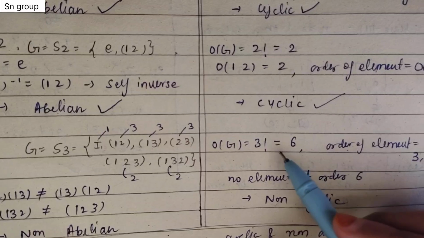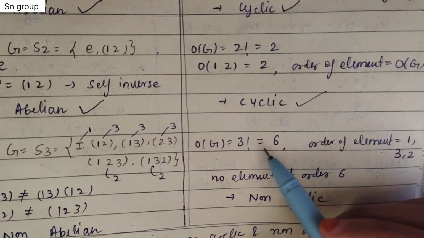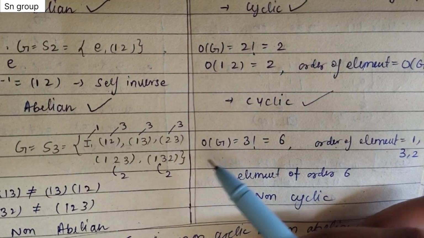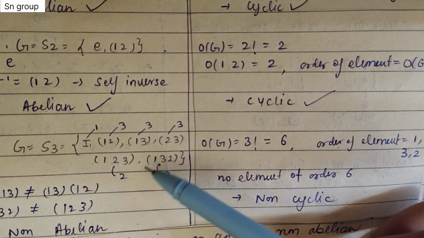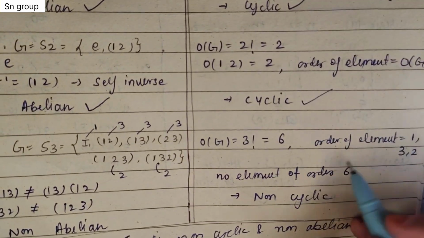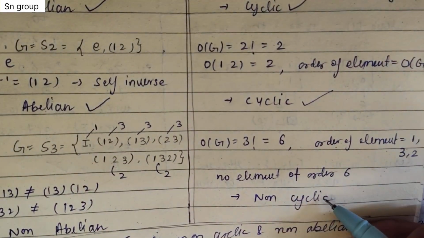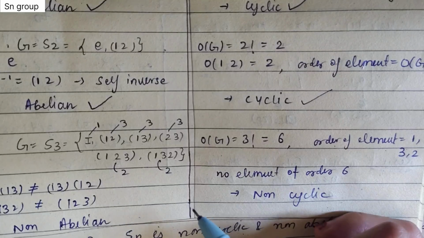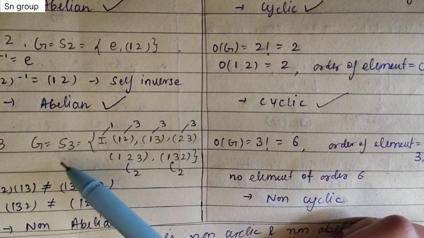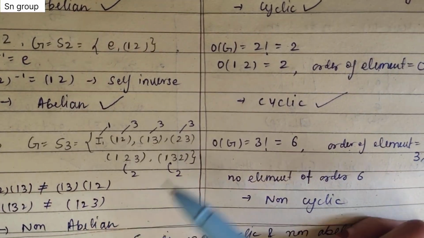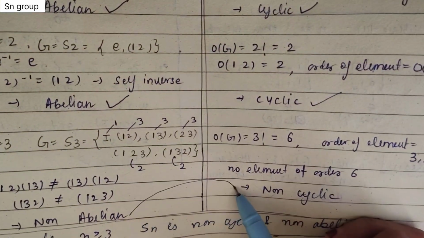Secondly, for cyclic we have group order 6. So we need to check whether there is any element of order 6 or not. Clearly in S3 the element orders are 1, 3 and 2. There is no element of order 6. That implies it is non-cyclic. We can also conclude this from the concept that since S3 is non-abelian, and every non-abelian group is non-cyclic. So non-abelian implies non-cyclic.